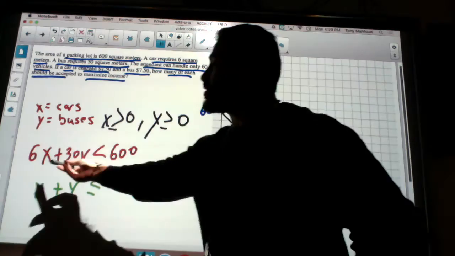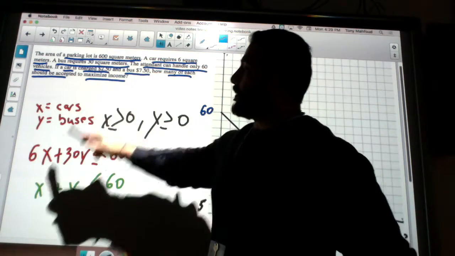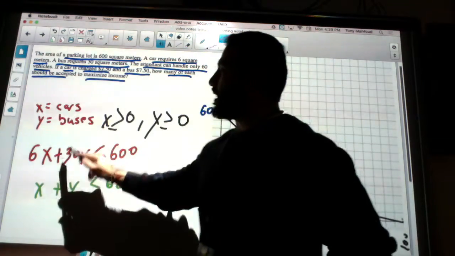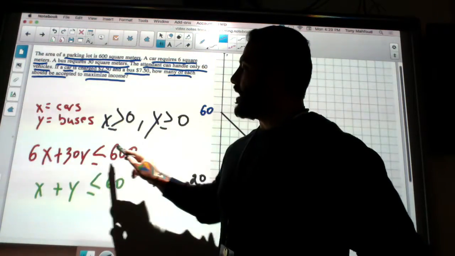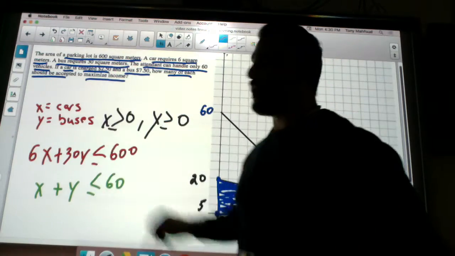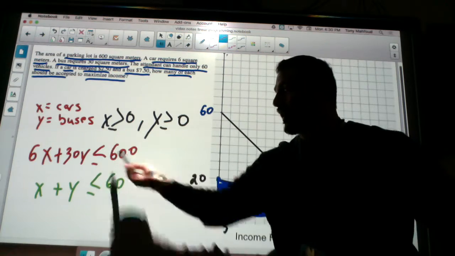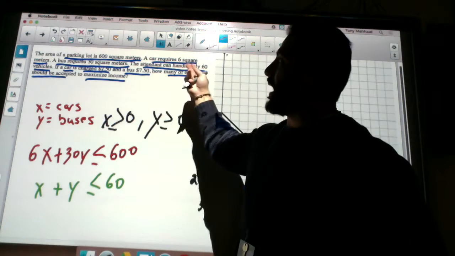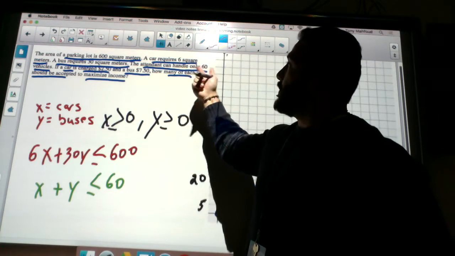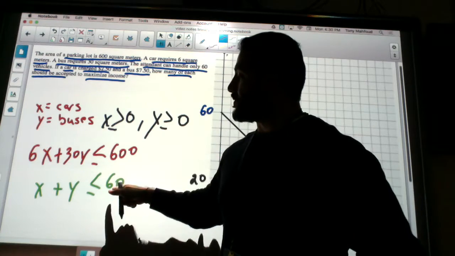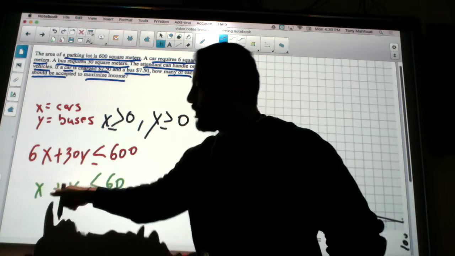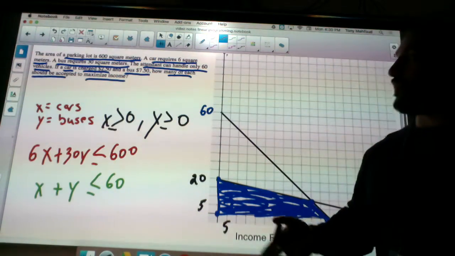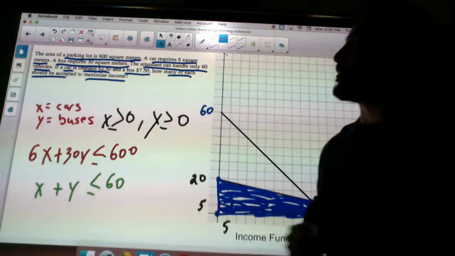We developed our first constraint based on our area, because our cars take 6 square meters, our buses take 30 square meters, but in total, I can only fit 600 square meters in the parking lot. So I can fit less than that, or I can fit equal to 600. My second one was, what is my attendant able to handle? That's another constraint, right? Because he can only handle 60 vehicles. So how many cars are going to go in, plus how many buses, need to be less than or equal to 60. Okay? Now if you notice here, you have X is greater than or equal to 0, Y is greater than or equal to 0.